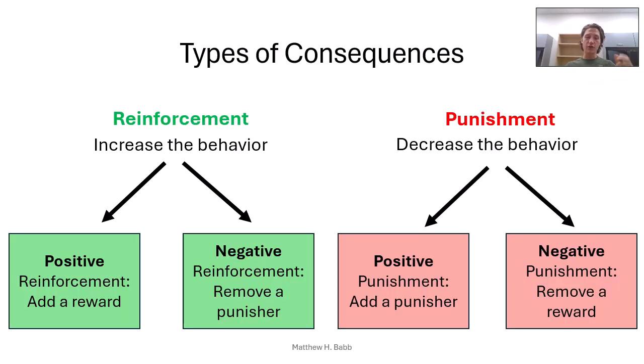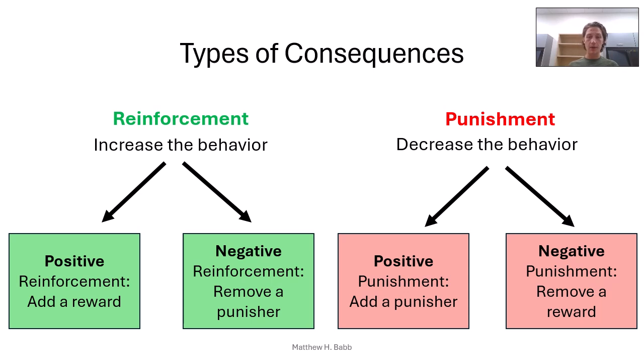Now, there are two different subtypes of both reinforcement and punishment. When we're talking about consequences, normally we think of consequences as a bad term, but consequences just refer to the result of the behavior. So there are two types, each broken down into two subtypes. The first is reinforcement, which is anything that increases the likelihood of a behavior. And then punishment is the opposite. Punishment is anything that decreases the likelihood of a behavior.